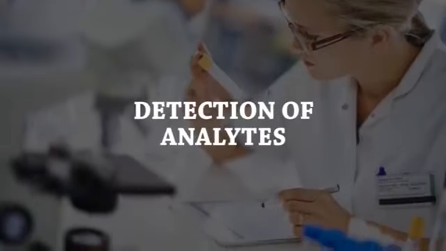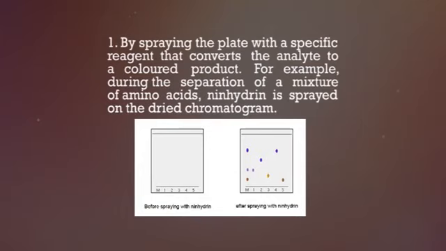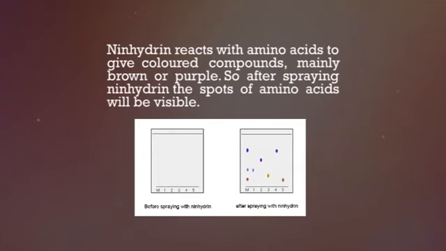Now, detection of the analytes. If the compounds are colorless, then the detection can be done in a number of ways. First one, by spraying the plate with a specific reagent that converts the analyte to a colored product. For example, during the separation of a mixture of amino acids, ninhydrin is sprayed on the dried chromatogram. Ninhydrin reacts with amino acid to give colored compounds, mainly brown or purple. So, after spraying ninhydrin, the spots of amino acid will be visible.